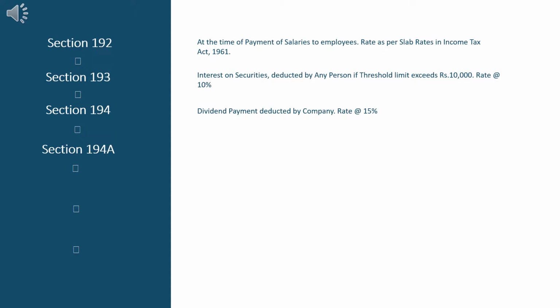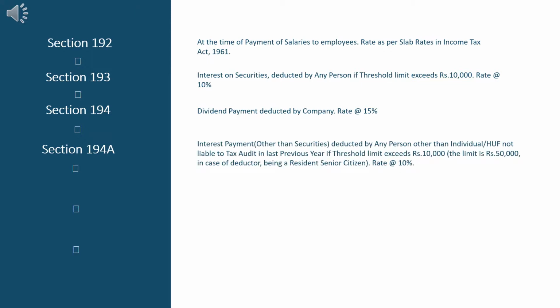Section 194A. Interest payment other than securities, tax to be deducted by any person other than individual or HUF not liable to tax audit in last previous year. If the interest amount exceeds Rs 10,000, the limit is Rs 50,000 in case of deductee being a resident senior citizen.